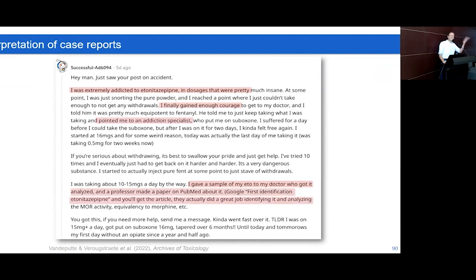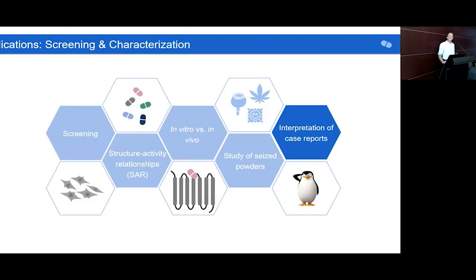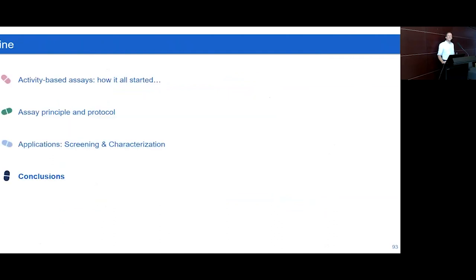Google first identification etonitazepyne, you get the article, and he actually was complimenting us. He said they actually did a great job identifying it and analyzing the activity equivalents to morphine, etc. And hope still doing fine. The day he posted this was his first day without an opiate in a year and a half. Good. So with this, I come to my conclusions.